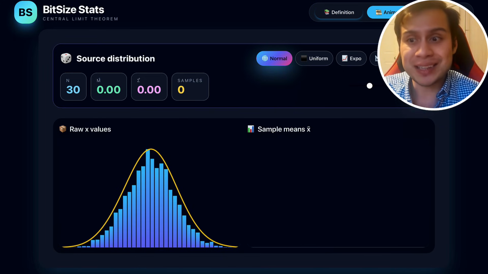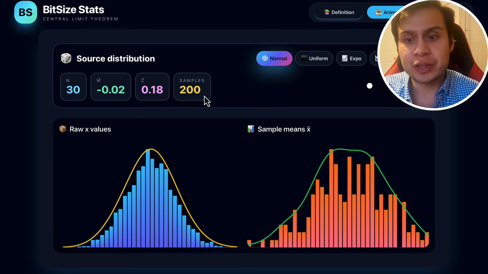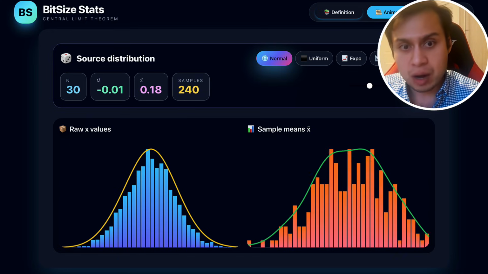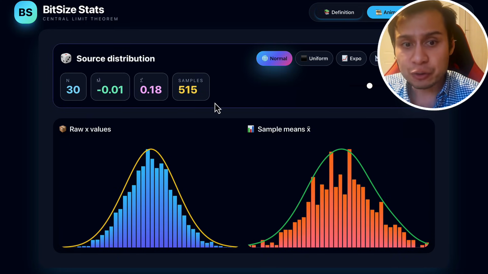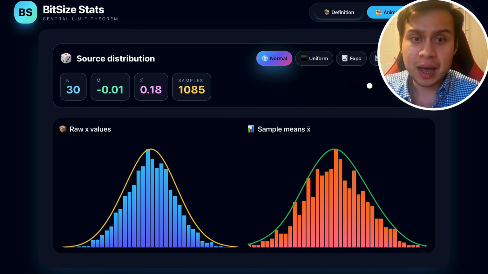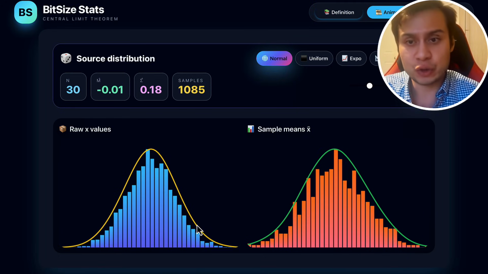So let's draw some samples. Start it. After 200, our sampling distribution of the mean will look like this. Let's draw more. After 515 samples, it already looks like a normal curve. Let's do more. At about 1000 samples, it looks quite normal. So this is from a normal-looking distribution. Our sampling distribution of the mean is looking quite normal.